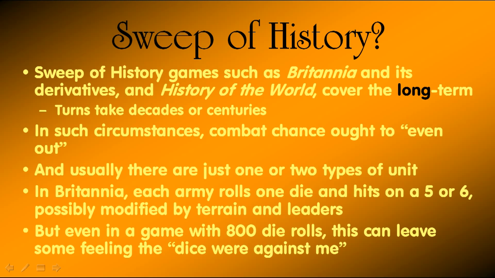Now in Britannia, each army rolls one die and hits on a 5 or a 6, possibly modified by terrain and leaders. But even in a game with something like 800 dice rolls, this can leave some players feeling that the dice were against them in a particular play. So I've tried to figure out ways to ameliorate this feeling, to reduce the standard deviation of the results.